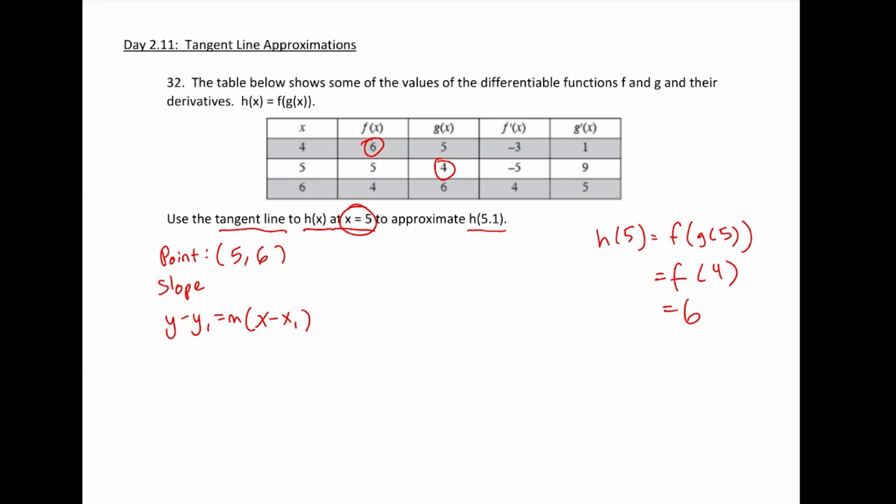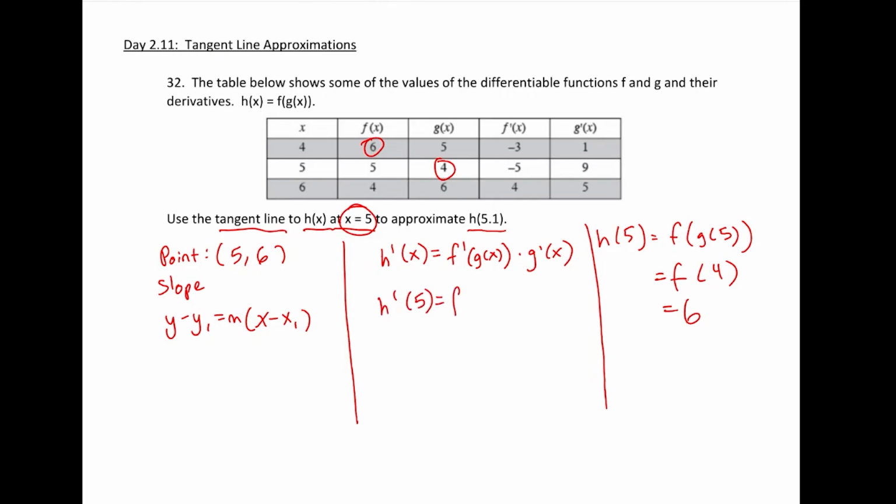The slope is going to be the value of h prime at 5. So before we find h prime of 5, let's find h prime. So h prime is going to be, we've got a chain rule here, so f prime of g times g prime. And so if we want the slope at x equals 5, h prime at 5 is going to be f prime of g of 5 times g prime at 5. So we'll just evaluate this one step at a time.